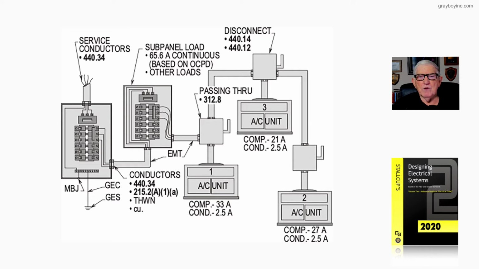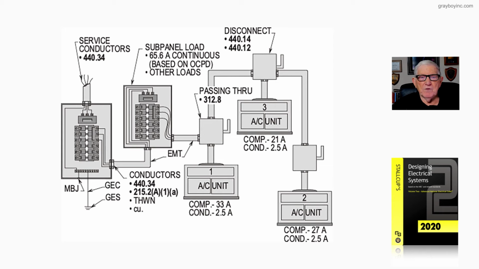And then we have 3 units. Unit 1 is 33 amps, condenser motor 2.5. If you look at Unit 2, then we have 27 amps and 2.5. The third unit is 21 and 2.5.